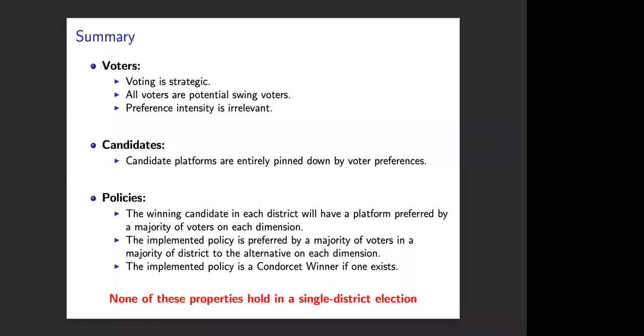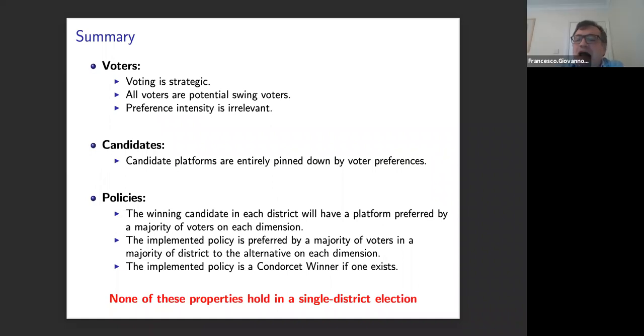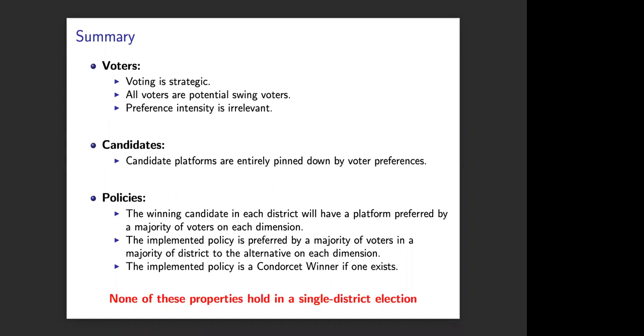There's a question in the chat from Ivan. Ivan, do you want to ask live, or should we just read the question? No, it's fine. I was asking, but now I see that this doesn't hold in single district elections. My question was whether all those results, when comparing presidential with parliamentary elections, only apply when discussing majoritarian systems.